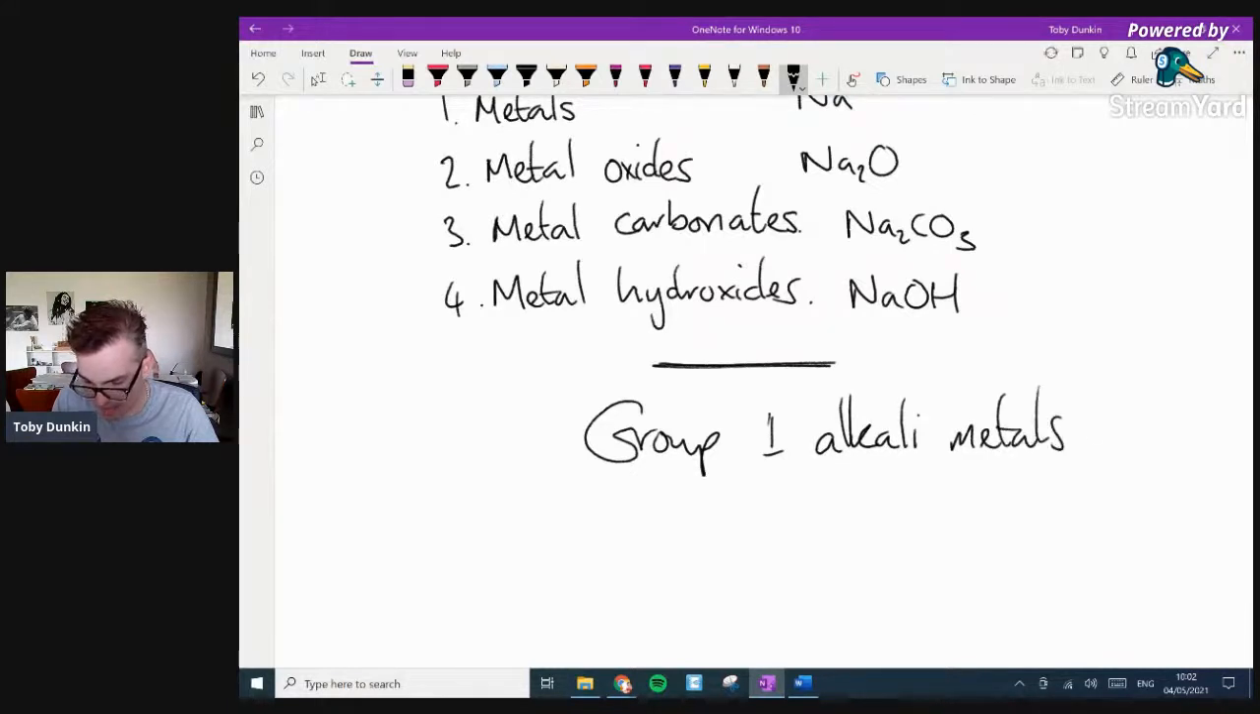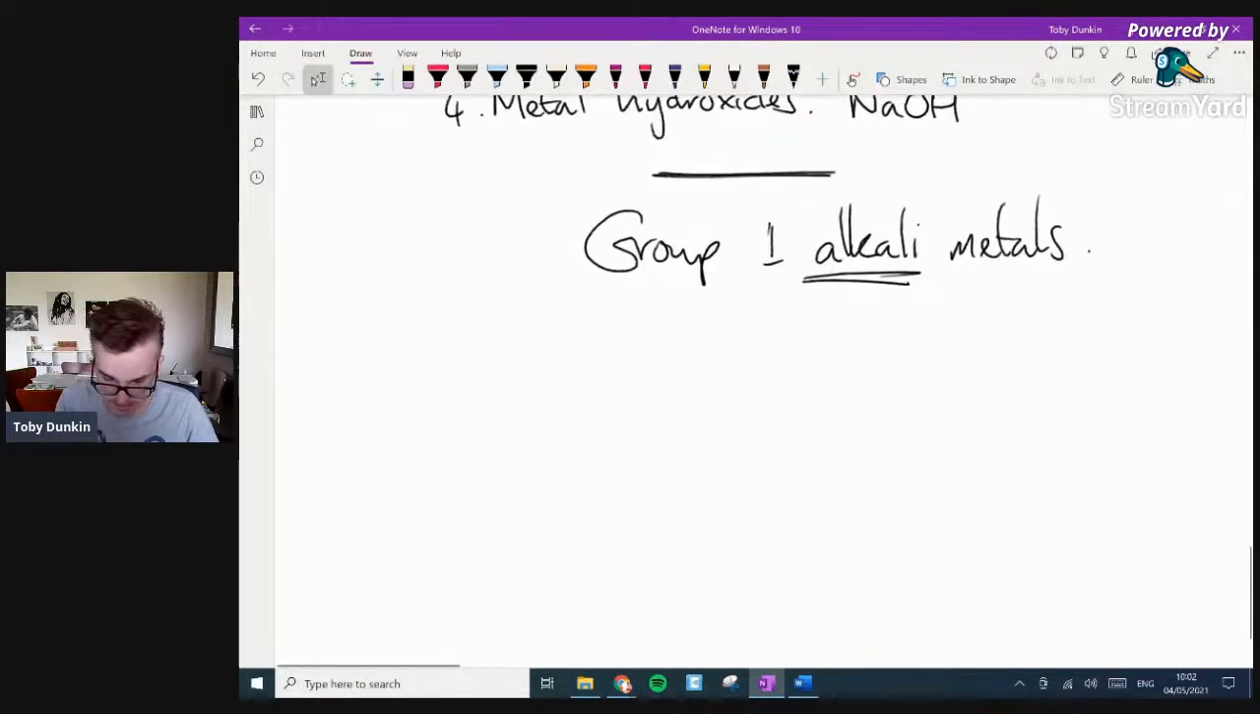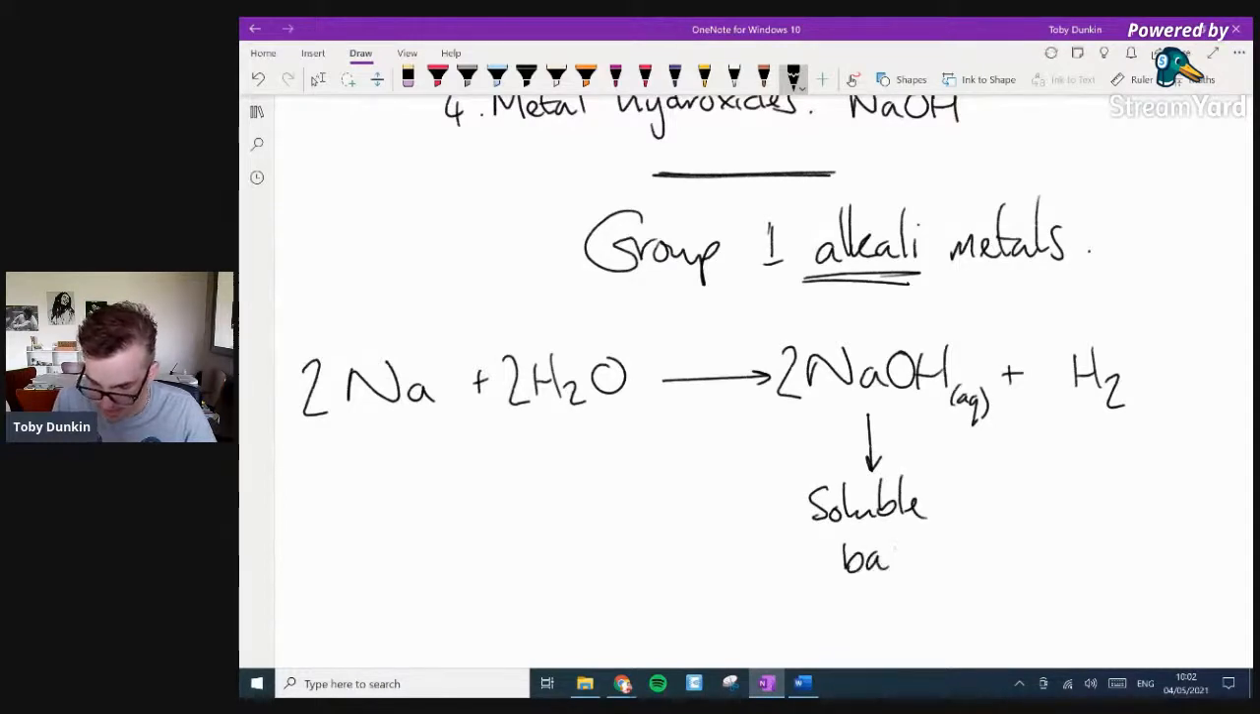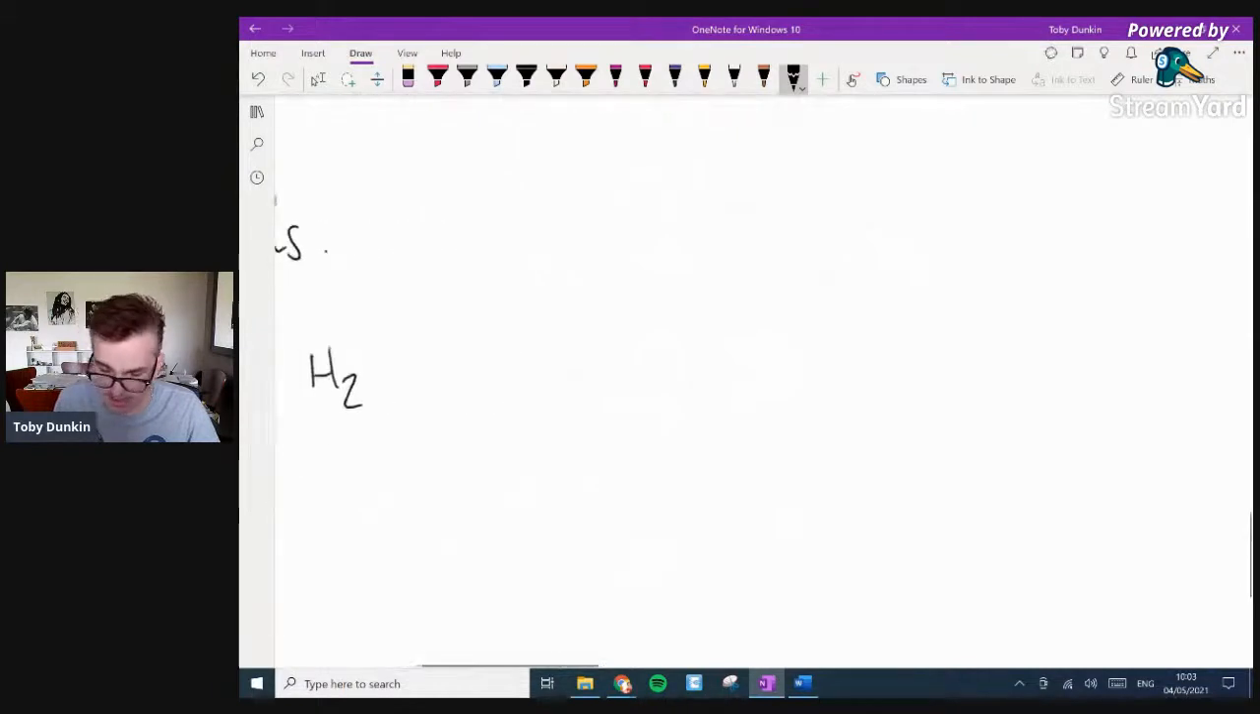The reason why they're called the alkali metals is because when you react any group 1 metal with water, you form the soluble hydroxide and hydrogen. Balance the equation. And this is aqueous. So you're forming a soluble base when it reacts with water. Hence, sir, is HI also an acid? Yes, Jack, it is. Hydroiodic acid.